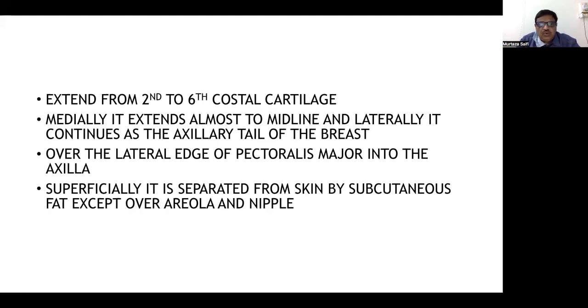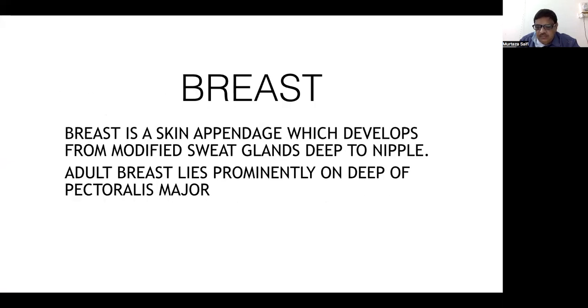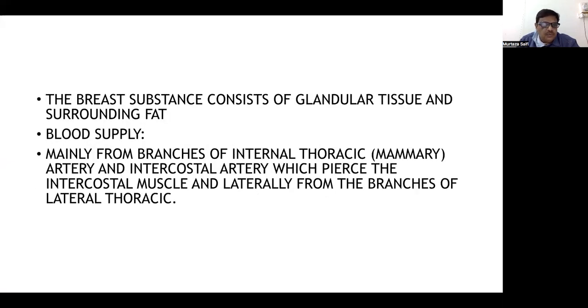Medially, it extends almost to midline, and laterally it continues as an axillary tail of breast over the lateral edge of pectoralis major into the axilla. Superficially it is separate from skin by subcutaneous fat, except for areola and nipple. The breast substance consists of glandular tissue and surrounding fat.